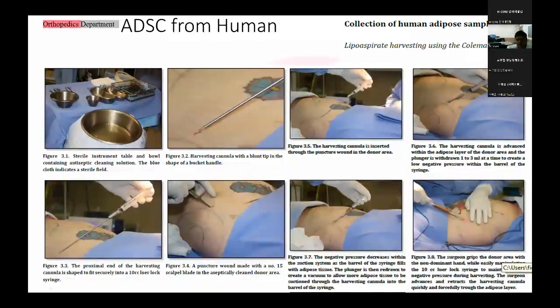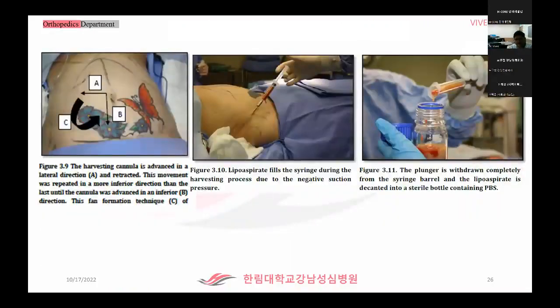This is one of the lipoaspirate procedures. Right now most hospitals use an automated process where they don't use the needle-based method, while in underdeveloped countries they still use the needle mechanism for isolating adipose from the belly or abdominal region. So this is how you can see, in figure 3.11, what the adipose tissue after liposuction looks like.